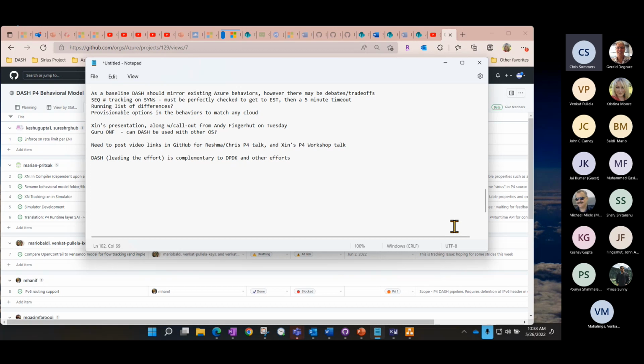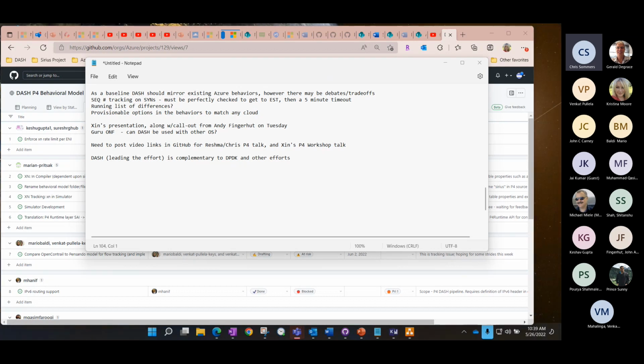So besides Venkat, I also participate in discussions with IPDK groups, OPI, et cetera. And there's a lot of awareness of DASH throughout. The P4 workshop had DASH mentioned in many different situations, not just Shin's talk. Reshma and I gave a talk on the DASH P4 model and testing, and that can be a resource also.